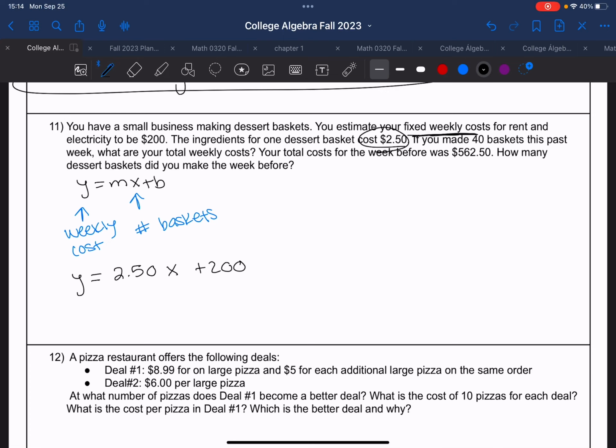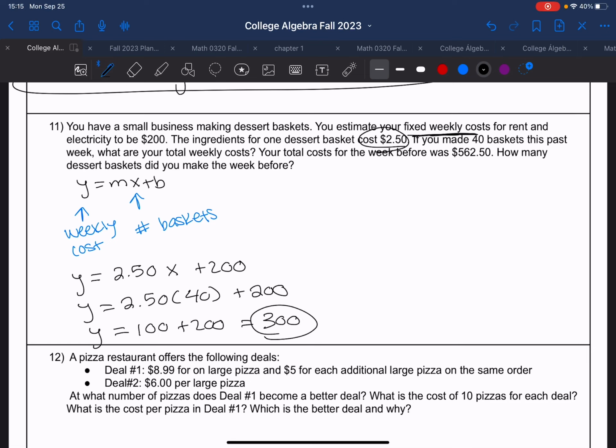Then it's asking us, if you made 40 baskets, what are your total weekly costs? So we're going to be plugging in 40 in for x. So y is equal to 2.50 times 40 plus 200. Okay. So then that gives us y is equal to 100 plus 200, which gives us 300. Okay. So if we were to write that in a sentence, we would say the weekly cost for 40 baskets is $300.